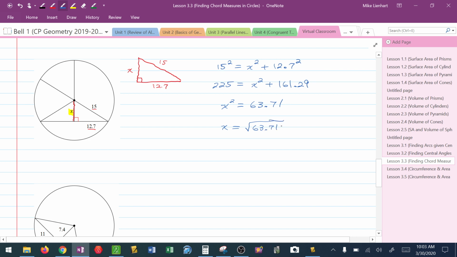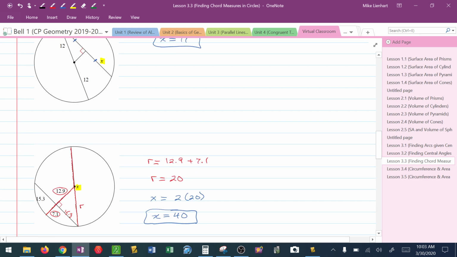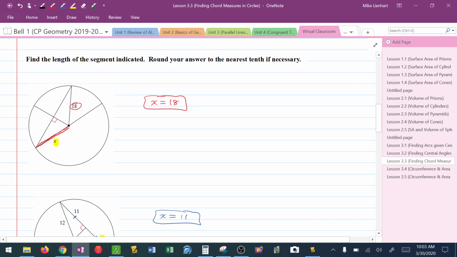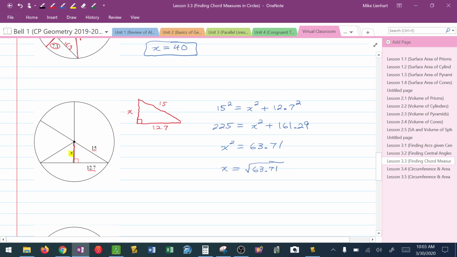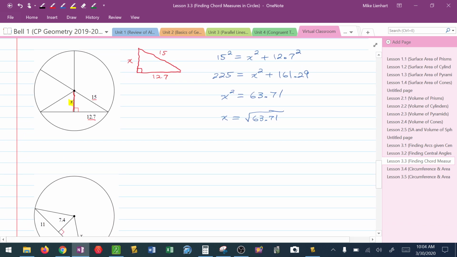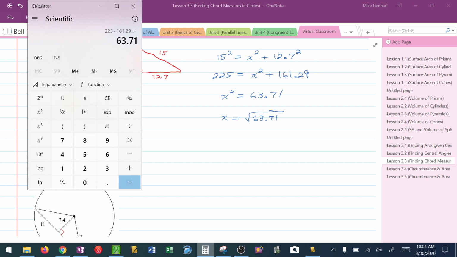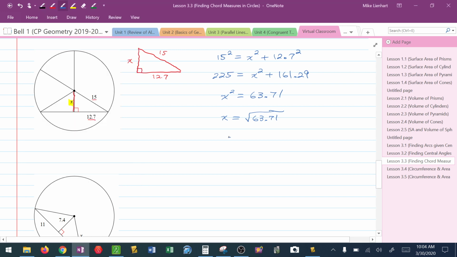And what did my directions say way back up here? Round your answers to the nearest tenth if necessary. Here's a problem where we're going to need to round to the nearest tenth. I need to take the square root of this, and it says 7.98. So we're going to use that 8 to bump the 9 up, and I'm going to be able to conclude that x would be approximately 8.0.